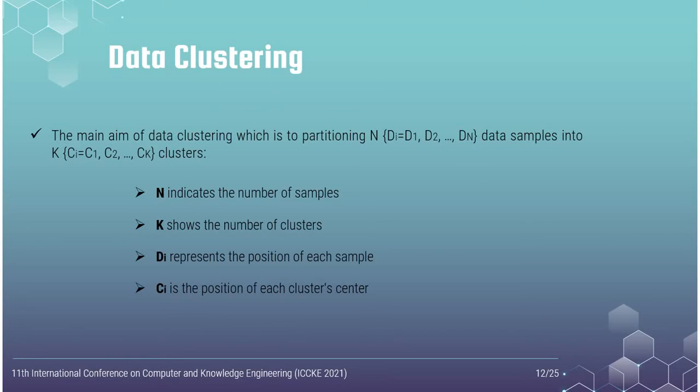First of all, I should note that the main aim of our data clustering task is to partition n data samples into k clusters, where n indicates the number of samples, k shows the number of clusters, d represents the position of each sample, and c represents the position of each cluster center. For example, our data may be in 2 dimensions or 3 dimensions, and because of this we have a position for each sample and each cluster center.